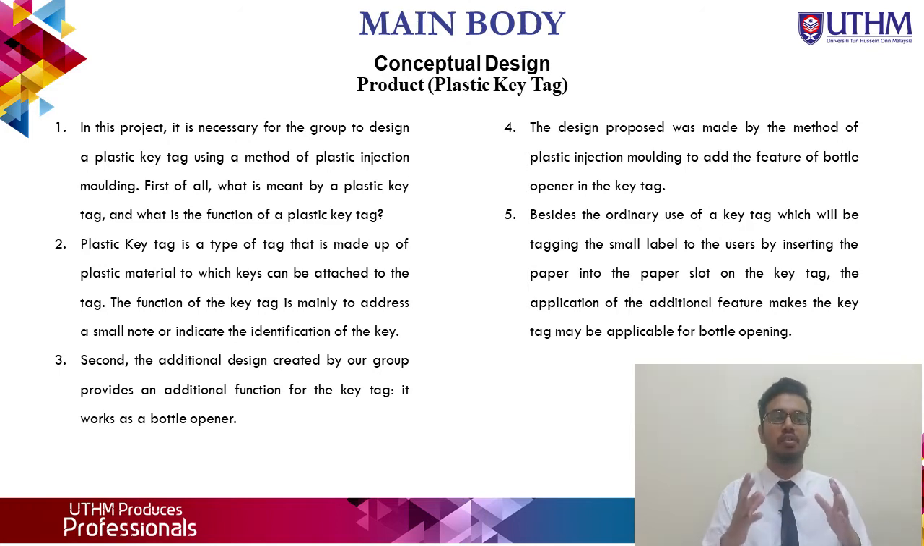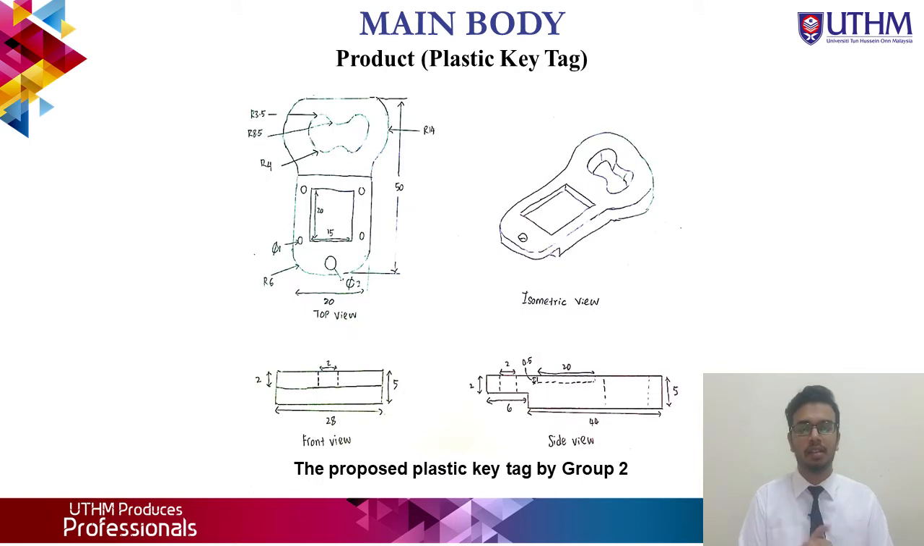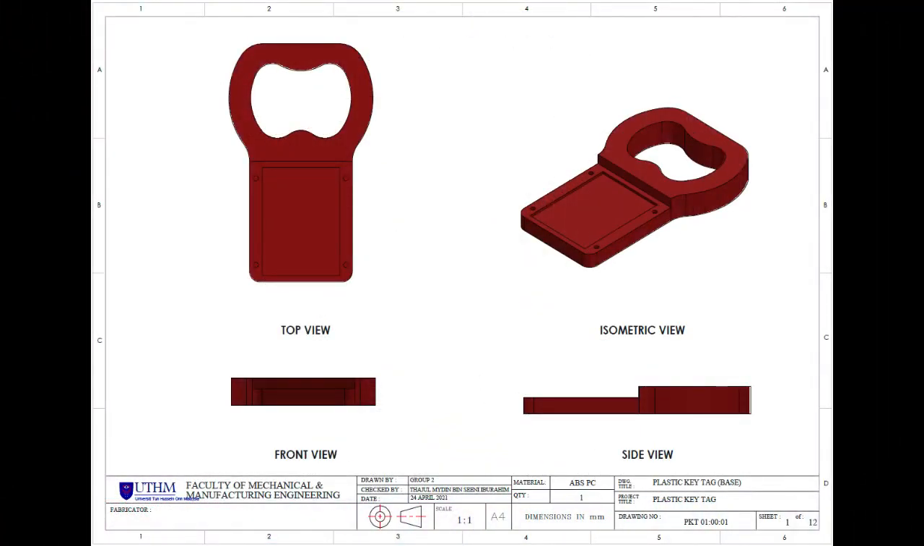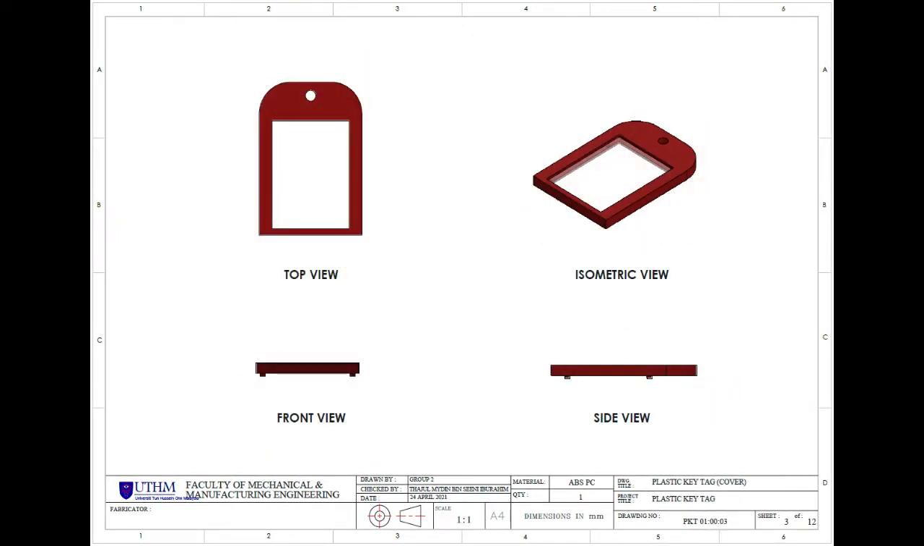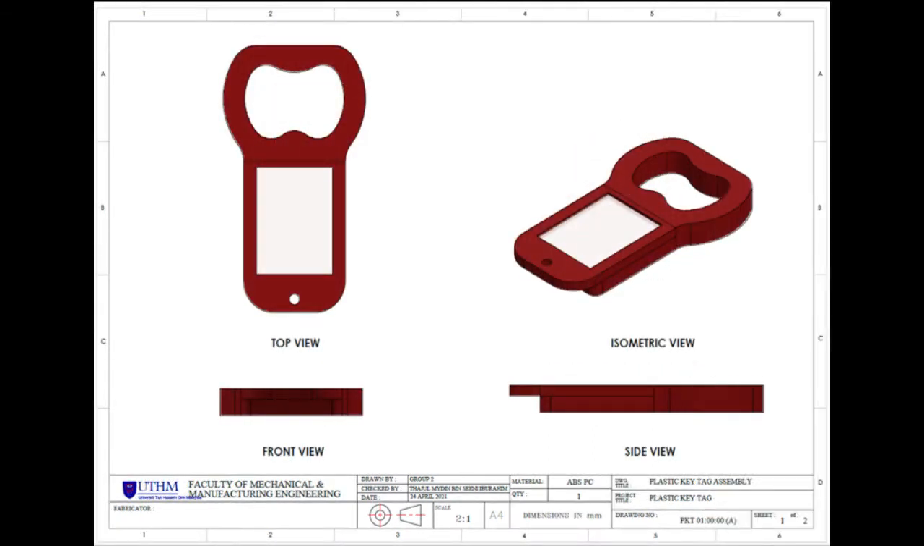So besides the ordinary use of key tag, which is tagging a small label to the users, by inserting the paper into the paper slot on the key tag, the application of the additional feature makes the key tag applicable for bottle opening. As you can see here, this is our proposed plastic key tag that was initially discussed by Group 2. As you can see here, this is the plastic key tag base. Here is the plastic key tag cover. This is the final assembly product of the plastic key tag after combining the base and also the cover.